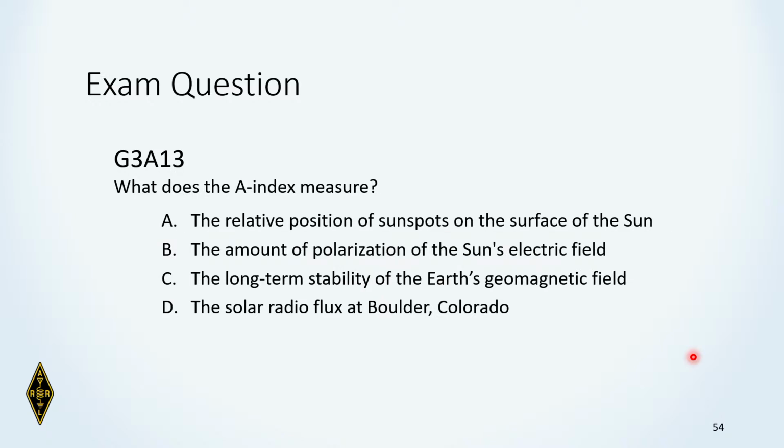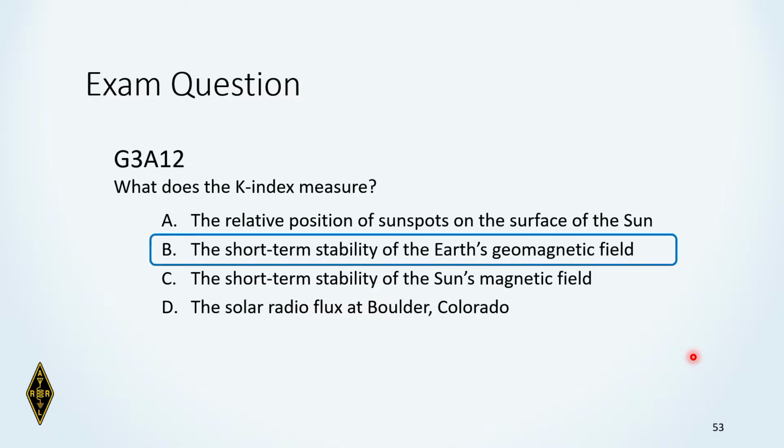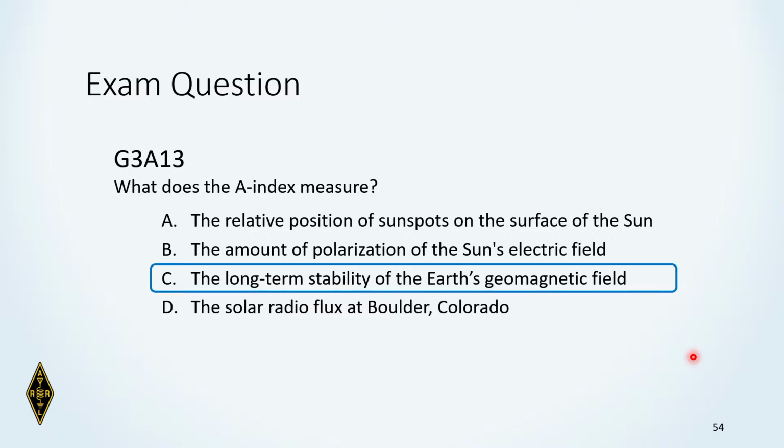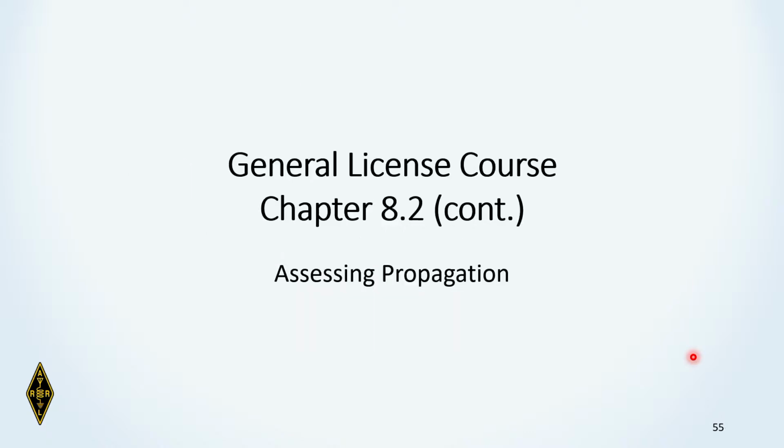And note there was the Earth's magnetic index, not the sun, which is a distractor. See that down below? Yep. Things that you could trip on. It's good to note those so you don't trip. Okay. What does the A index measure? Charlie. Long-term stability of Earth's geomagnetic field. A and average might help you.